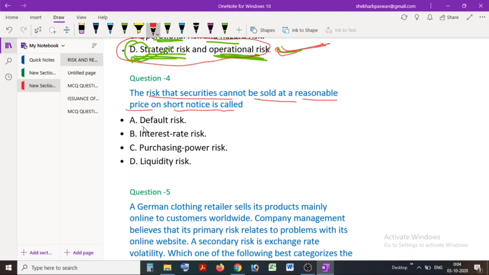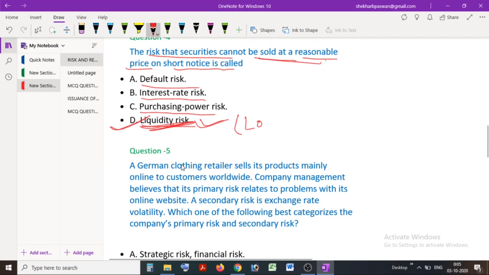No, it's not a default risk. Interest rate risk? It is not an interest rate risk. Purchasing power risk? It is not a purchasing power risk either. It's a liquidity risk. The security lacks liquidity. Liquidity means we can convert a security into cash in a very short period of time. So the risk associated with liquidity exists because it is not possible to sell the security in a short span of time, on short notice. So this is the correct answer.